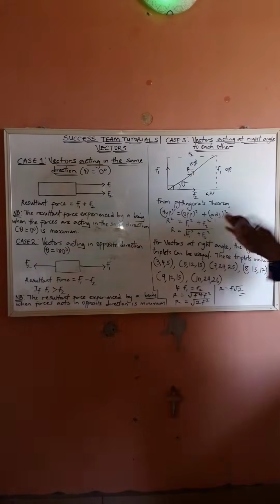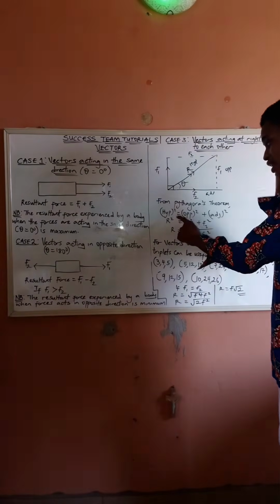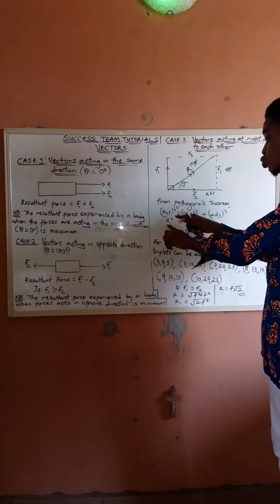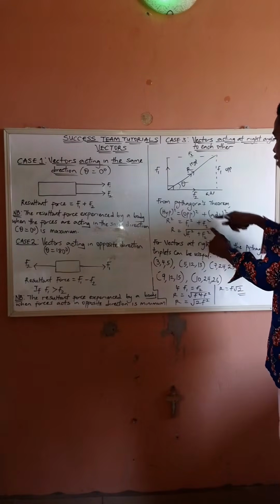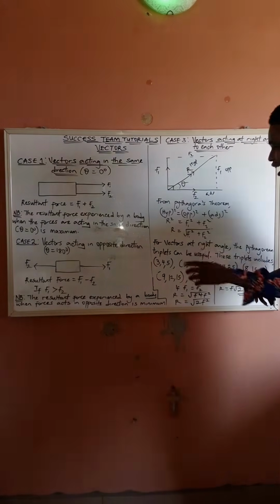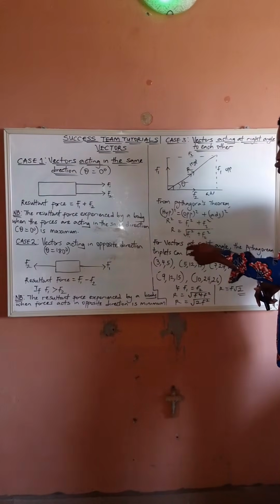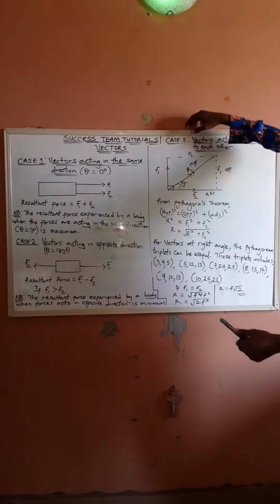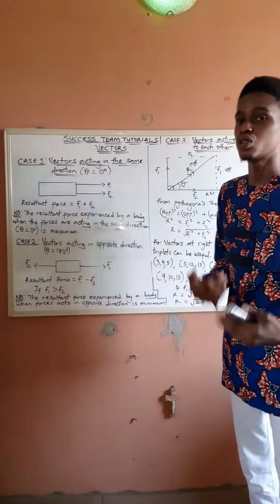So now I'm trying to break things down. According to Pythagoras theorem, we have that hypotenuse square is equal to opposite square plus adjacent square, right? So I'm going to have R square is equal to F1 square, that's the opposite, plus F2 square, that is the adjacent. I hope you grab. So now if I bring this square over, it changes to square root, so I'm going to have R is equal to square root of F1 square plus F2 square. So now this is the formula if the vectors are acting at right angle, or perpendicularly, or at 90 degrees to each other.